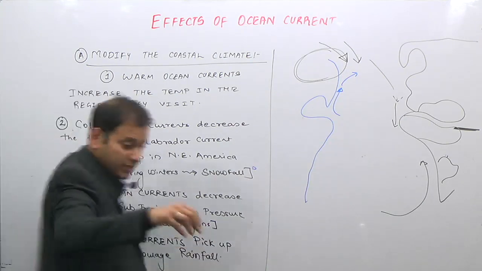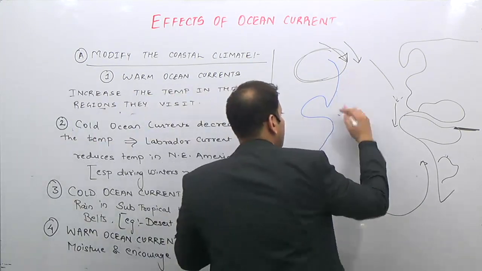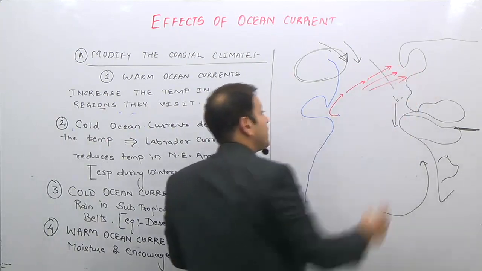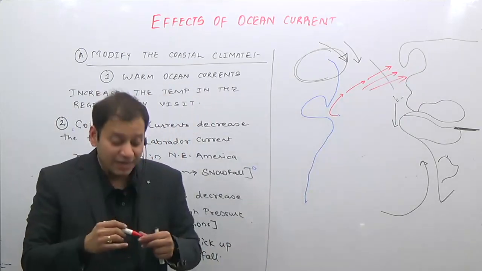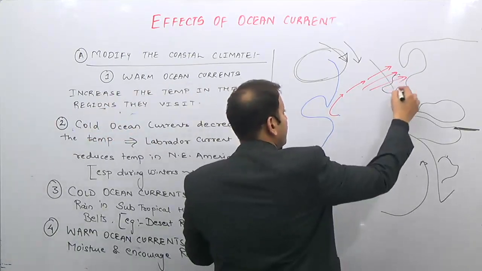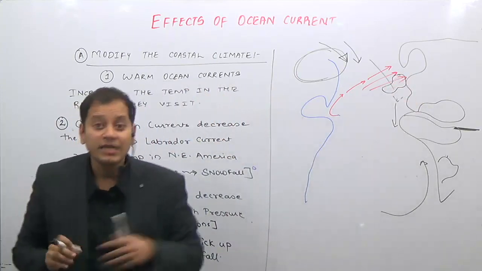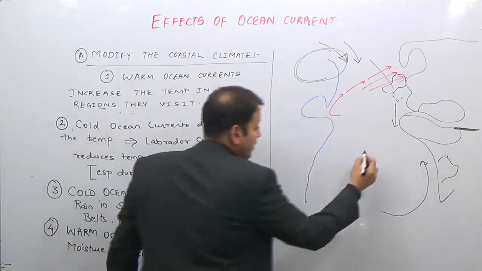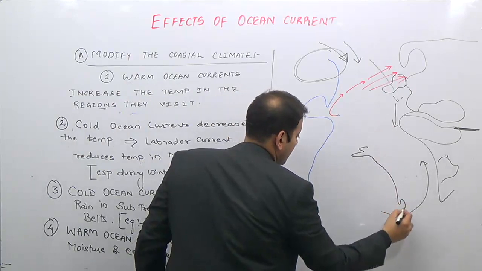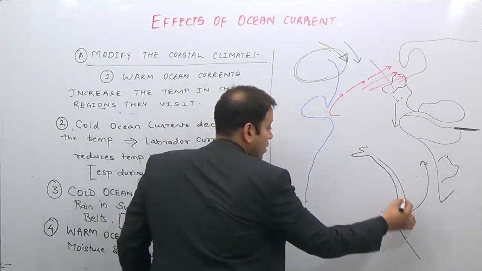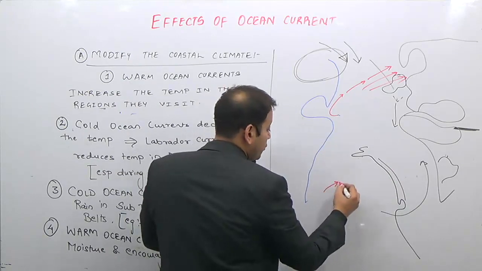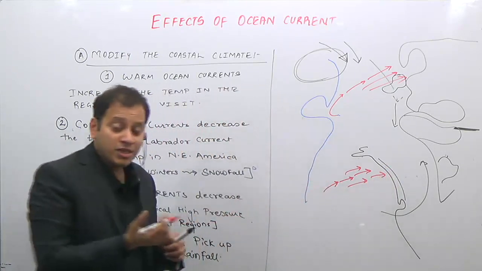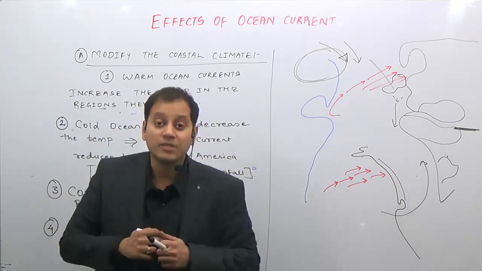You can see the warm ocean current in the form of the Gulf Stream picks up moisture, and the North Atlantic drift gives rainfall to northwestern Europe. In fact, Britain is famous because it gets rainfall throughout the year. Why? Because of the presence of warm ocean currents, which pick up moisture. Similarly, on the western coast of North America, the Kuroshio current system comes here, then the North Pacific drift picks up moisture, and this air rises along the Rockies mountain system, giving rainfall.